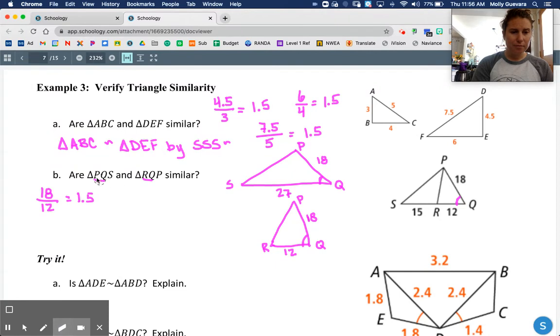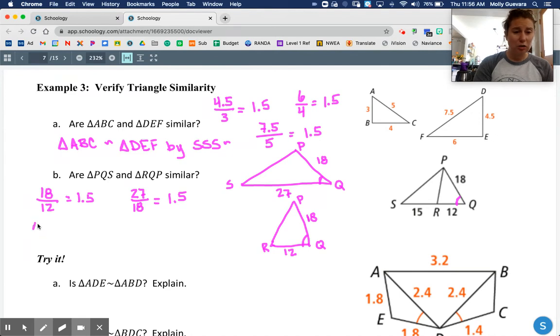Okay. Then the other side that corresponds, QS, which is 27, over QP, which is 18. So you see how I'm using the order that it's written in to help me figure out which sides are corresponding. Which this also is 1.5. So since my two scale factors are the same, I get 1.5 on both, and this angle is congruent, I can say that these are similar.